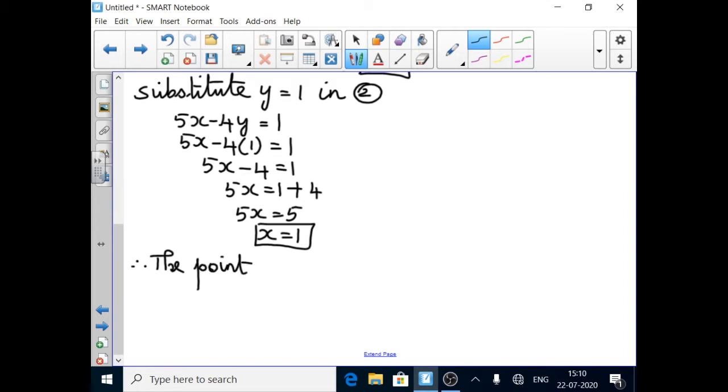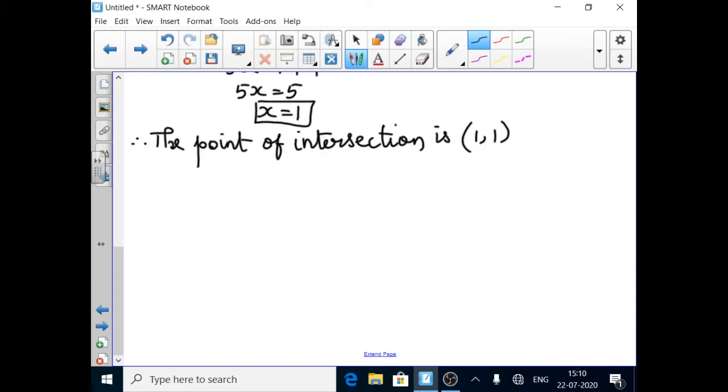If it is a 5 mark question, for the point of intersection, if it is correct you will get 2 marks. The point of intersection is (1, 1). x is the first result, y is next. First you have to write x, then you have to write y. Next they ask for the line parallel to the line.